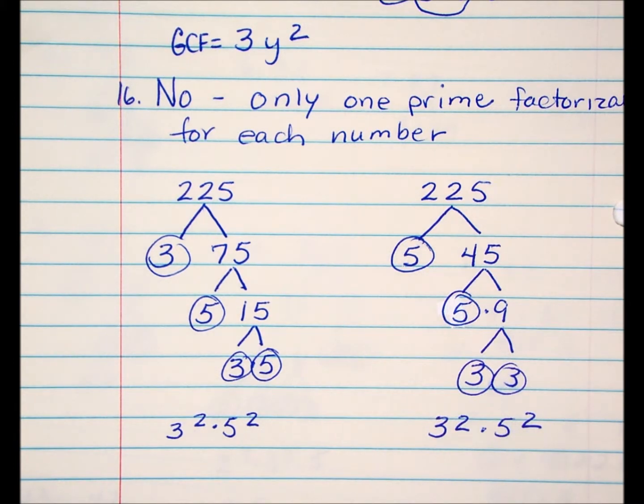All right, that completes that lesson. You'll be doing in class tomorrow page 183 and 184, 17 through 47 odd, and 54 through 57 all, which is the review part of the lesson.